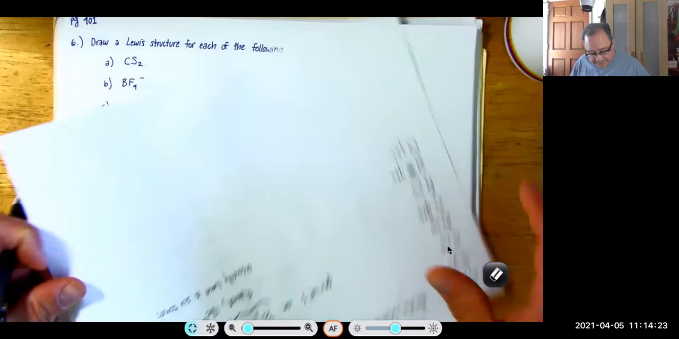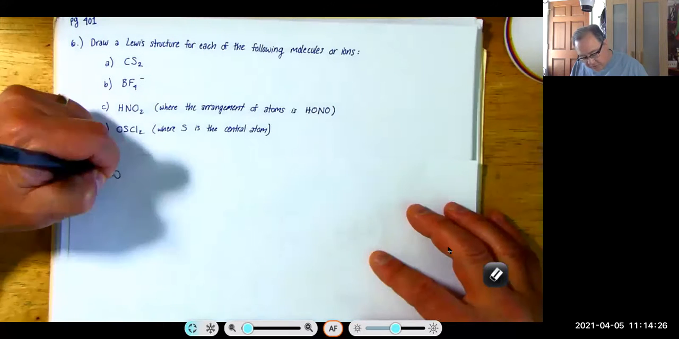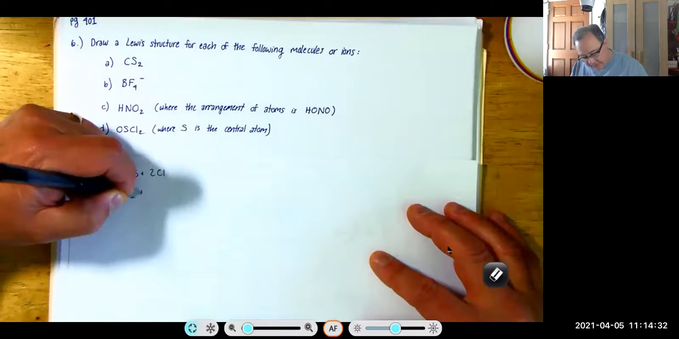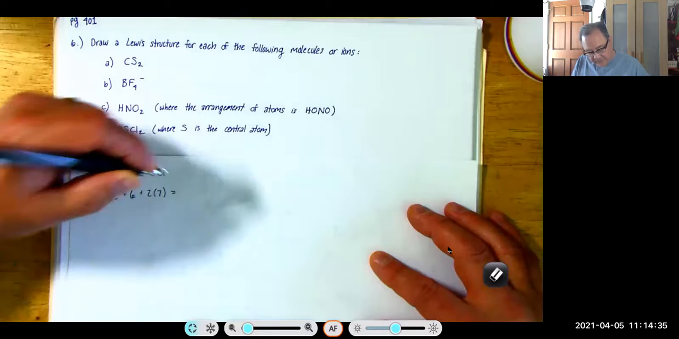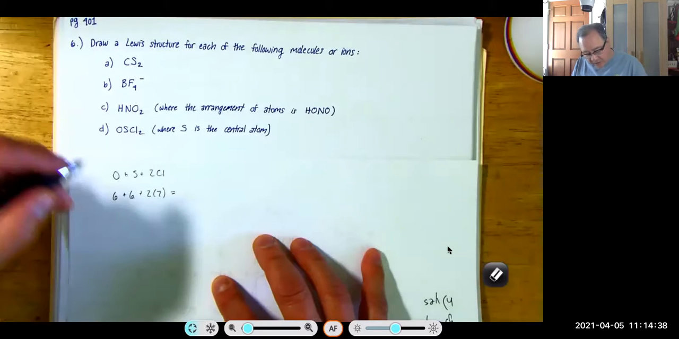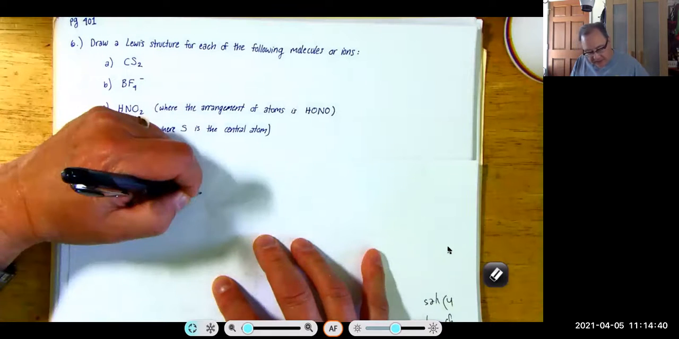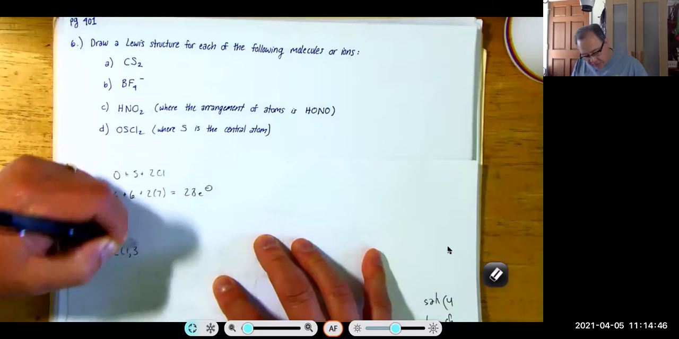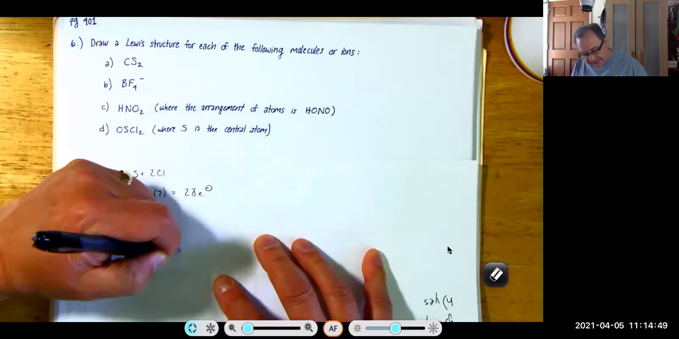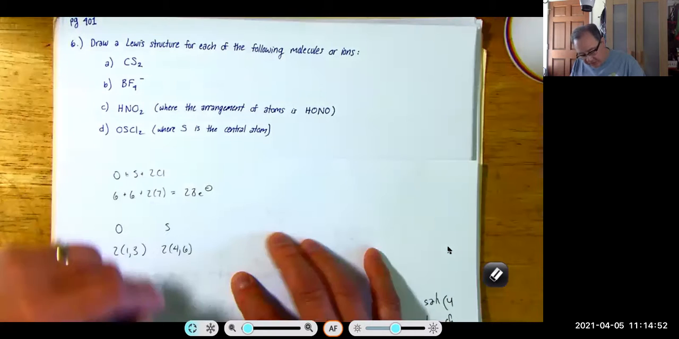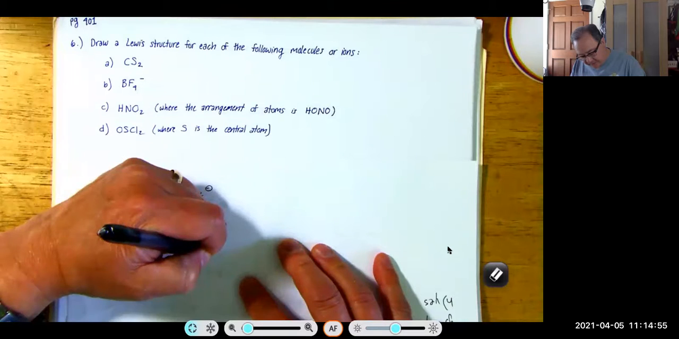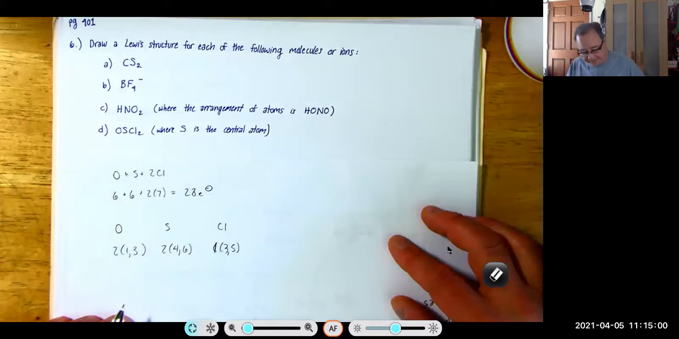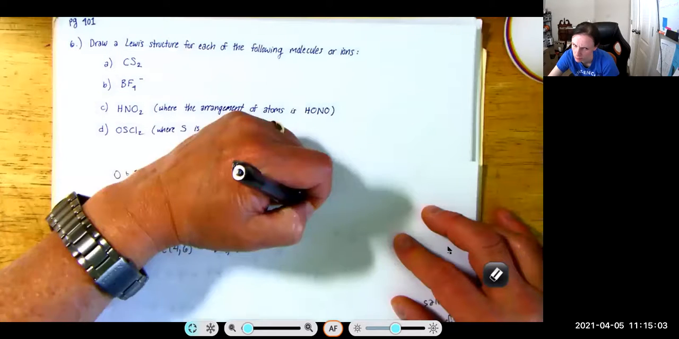So for D, we have oxygen plus sulfur plus 2 chlorines, which is 6 plus 6 plus 2 times 7. So that's 14 plus 12, which is 28 electrons. And we know that oxygen normally makes 2, 1, or 3. Sulfur usually makes 2, 4, or 6. And chlorine usually makes 1, 3, or 5. So we're going to choose sulfur as the central atom, because it can make the most.